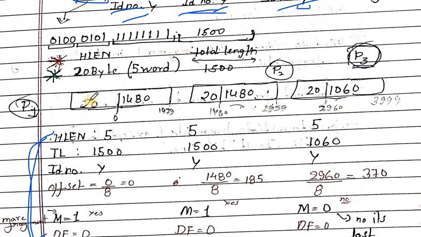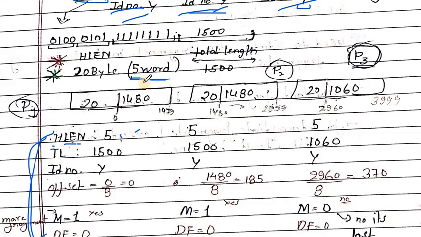Okay, let's take the first packet. In the first packet there is a header of 20 bytes. So we put the header length here. The header length is 5. We know that in the header length field we put the value in the form of words, not bytes.